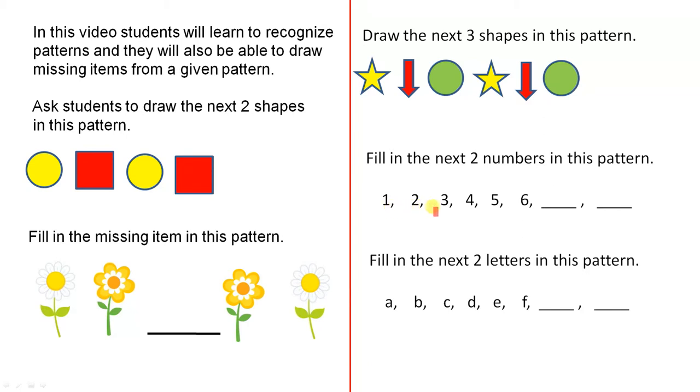They will quickly recognise that these are the counting numbers, and they should be able to give you the next two. Same with the letters. They'll recognise these are the letters of the alphabet, and they should be able to give you the next two letters.